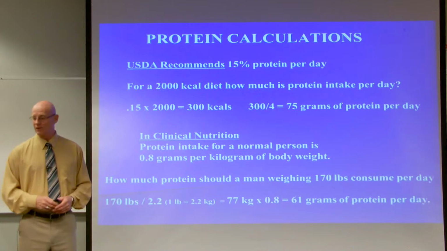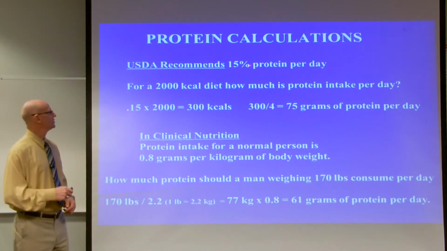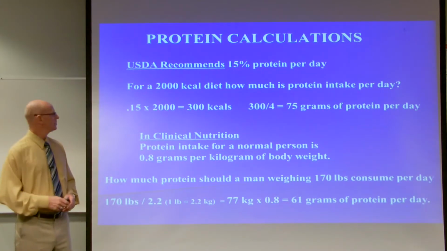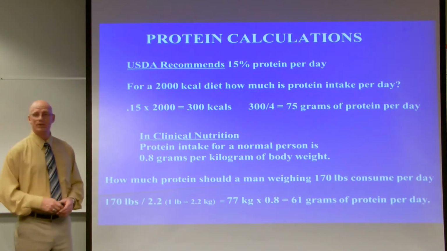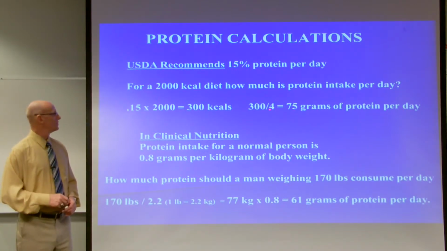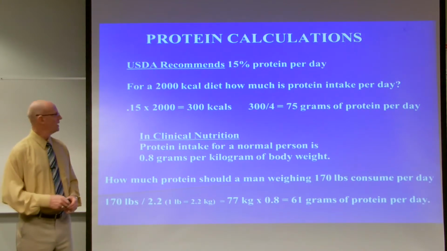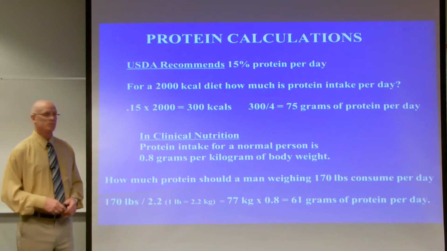Okay, so this is a protein calculation. Again, the USDA recommends 15% protein per day. So for a 2,000 kilocalorie diet, how much is protein intake per day? We'll change the 15% to a decimal and then multiply that by the 2,000 kilocalories per day and come up with 300 kilocalories of protein in a day. Then we'll divide that by 4, because we know protein is 4 kilocalories per gram, and we'll come up with 75 grams of protein per day.